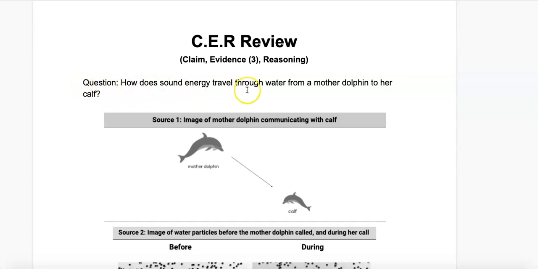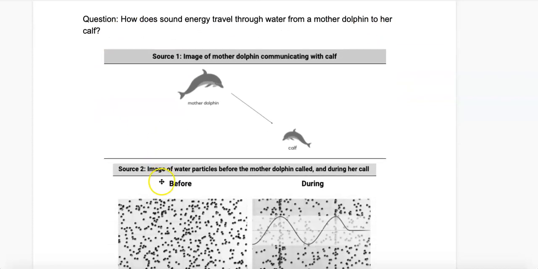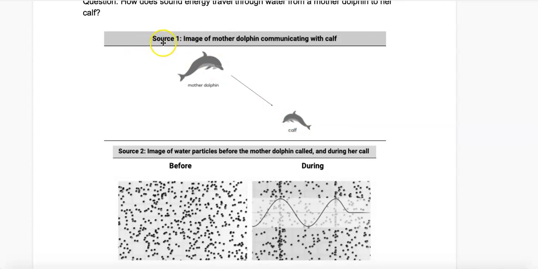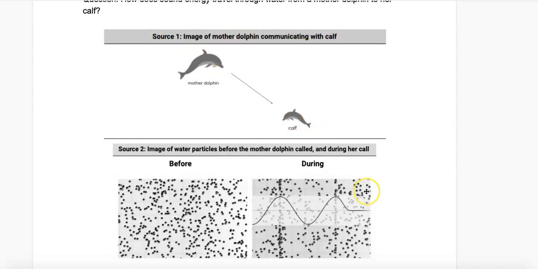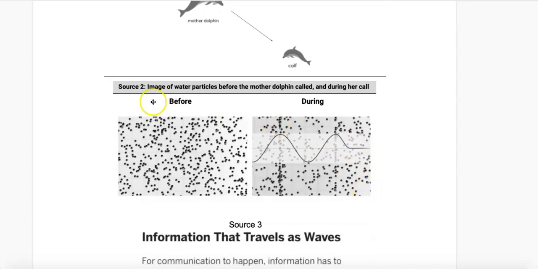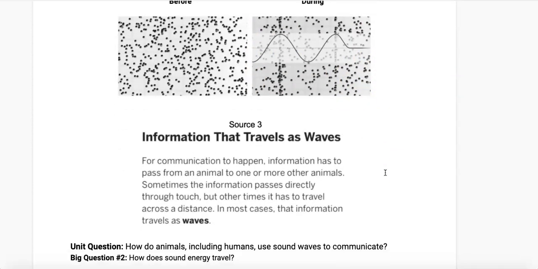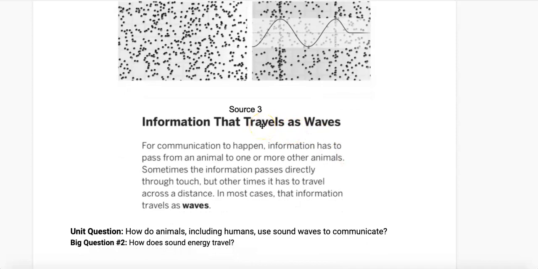How does sound energy travel through water from a mother dolphin to her calf? These are the sources that will be included on your assessment. We have source 1. We have an image of the mother dolphin communicating with her calf, which is a diagram. And then source 2, we have another diagram. We have an image of water particles before the mother dolphin call, and then during her call, which is right here. Very similar to the simulations we've been working with. And then we have source 3, which is from the text.